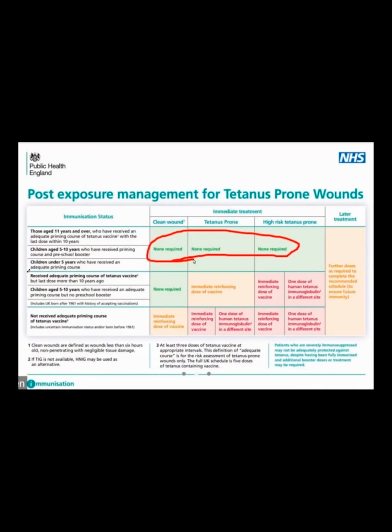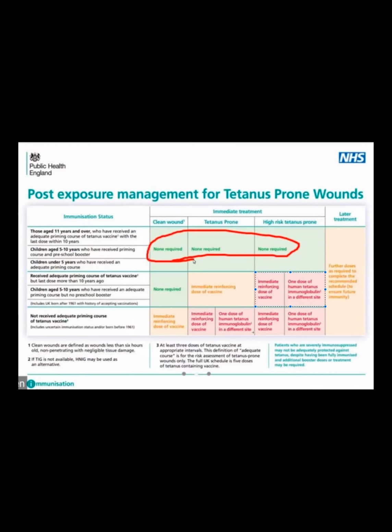Okay. Number 2, already has a vaccine, but he already crossed the timing, or he didn't take the booster dose. So what should be his treatment? This is my second row of the treatment. If clean wound, nothing required. If it is tetanus prone, you should give only one tetanus vaccine. Only the TT vaccine injection you will give. Okay. If high risk, you will give both together. That means you will give the vaccine plus immunoglobulin.